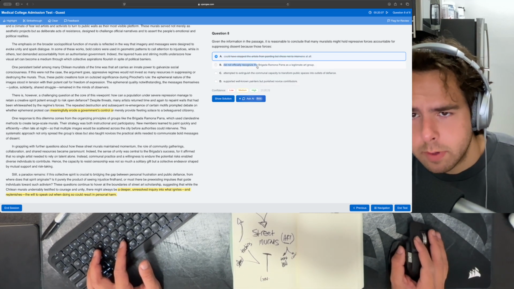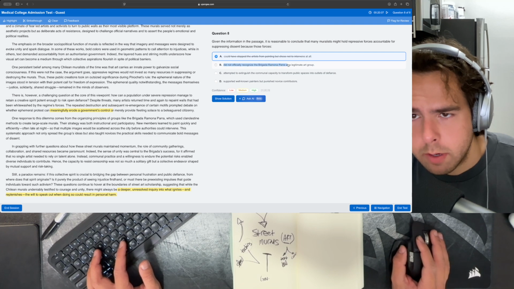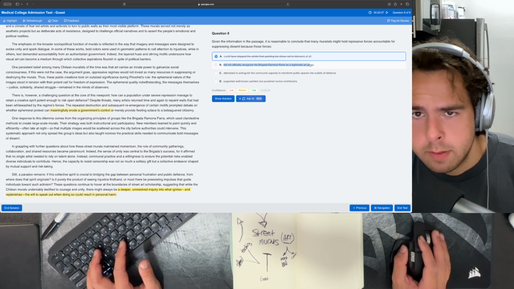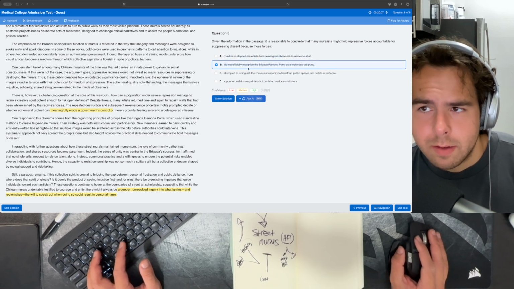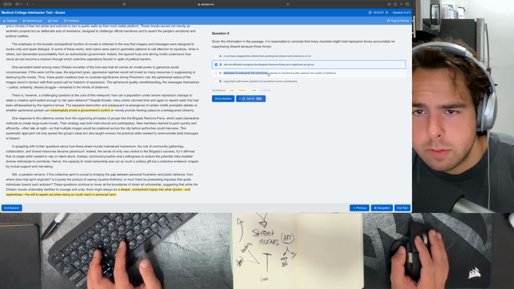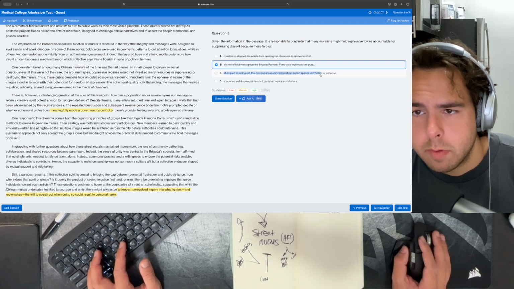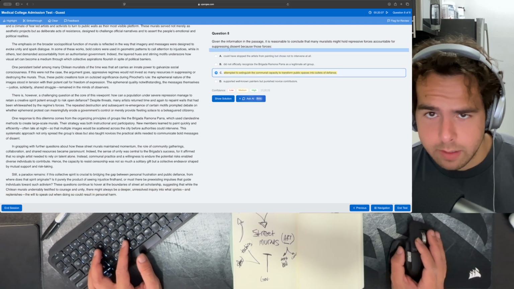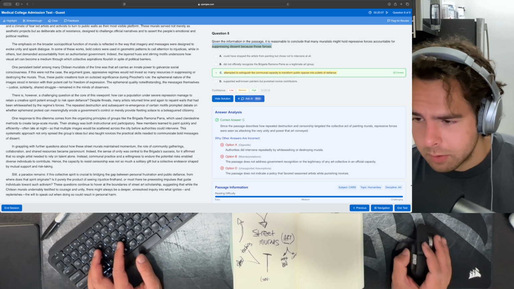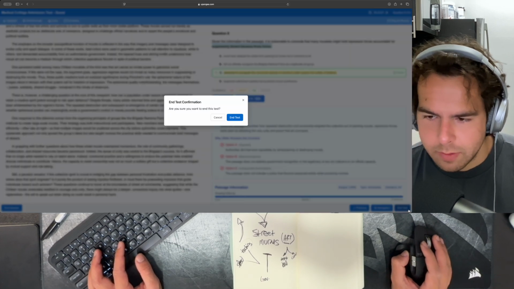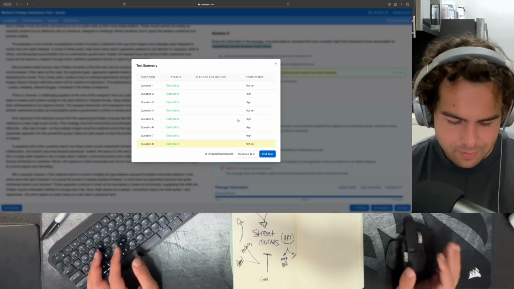Did not officially recognize the Brigada Romana Para as a legitimate art group. No. Attempted to extinguish the communal capacity to transform public spaces into outlets of defiance. That's exactly what the suppressing forces did, so that is the correct answer. Cool. So, guys, that was it.